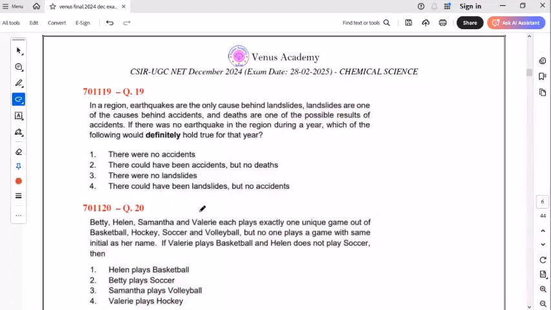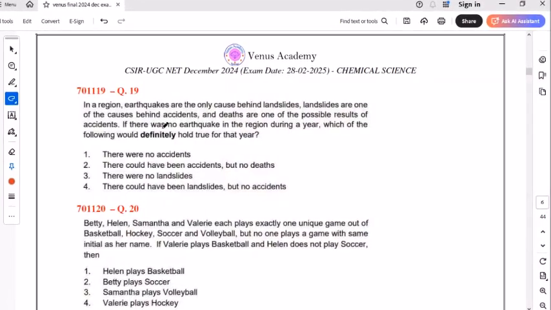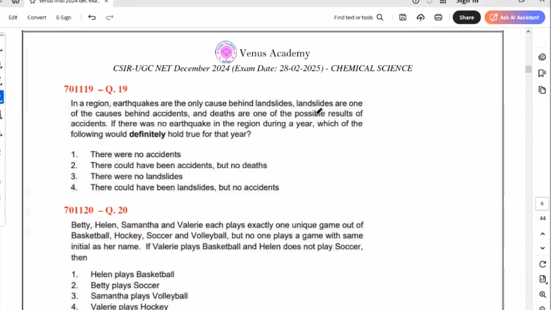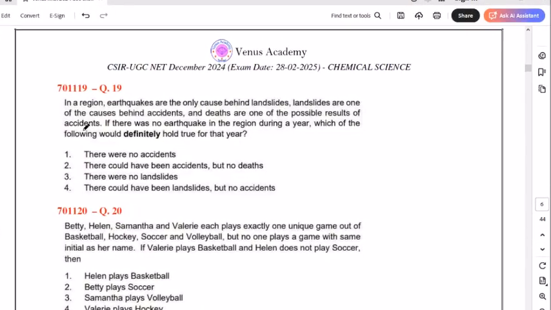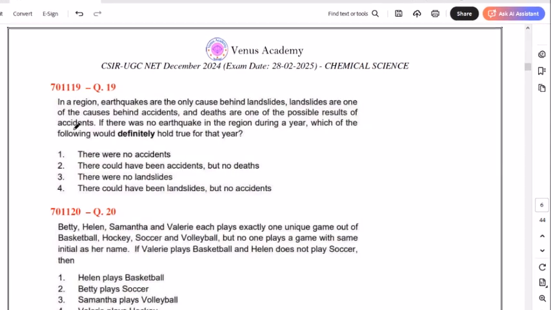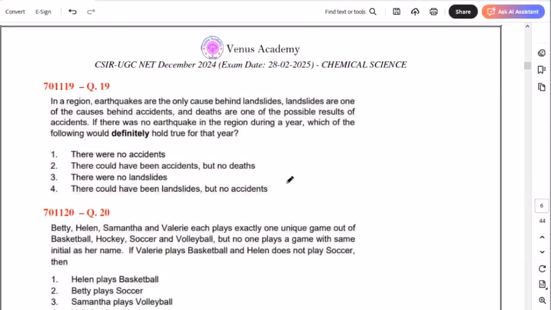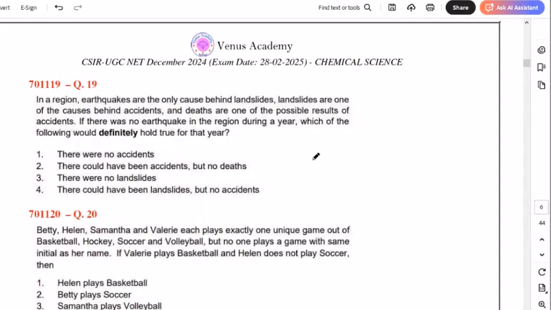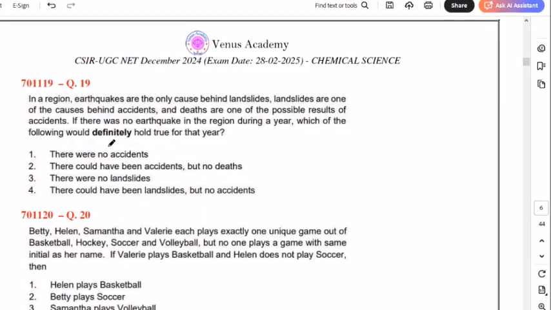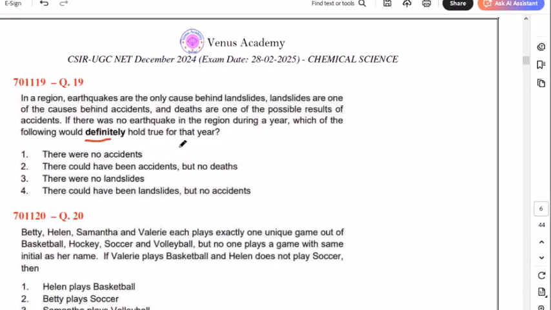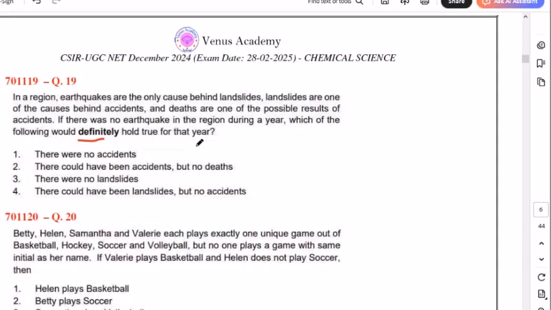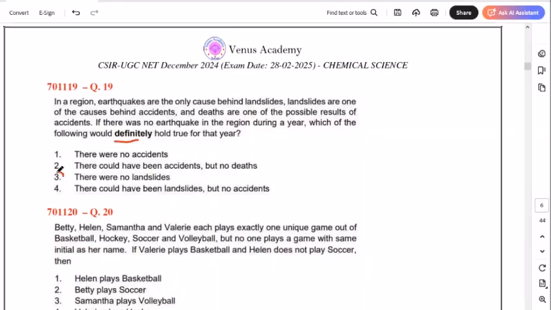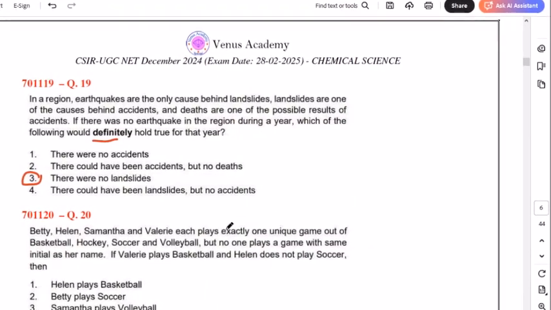Next, question number 19. In a region, earthquakes are the only cause behind landslides. Landslides are one of the causes behind accidents, and deaths are one of the possible results of accidents. If there was no earthquake in the region during a year, which of the following would definitely hold true for that year? Yes, there was no landslides. So the option number 3 is correct option, friends.